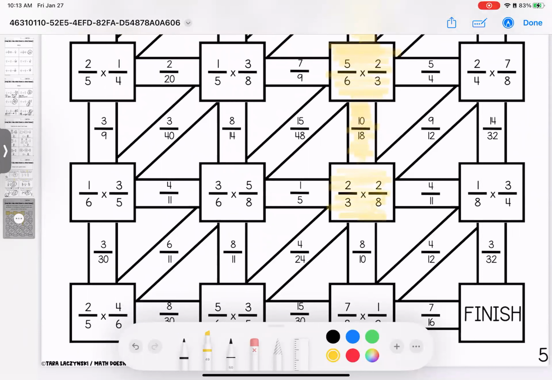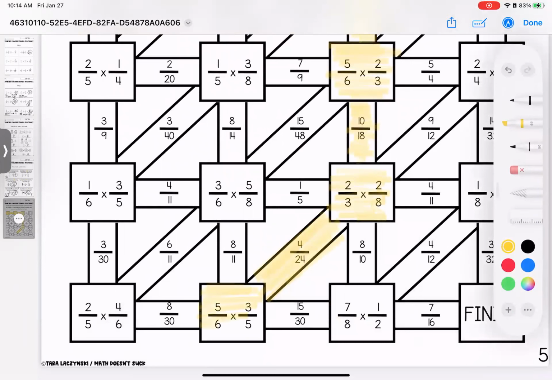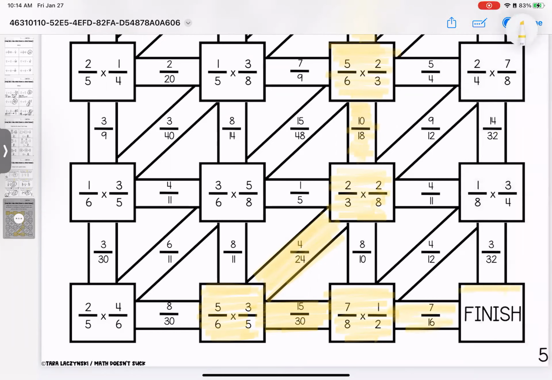2/3 times 2/8. 2 times 2 is 4. And 3 times 8 is 24. So we had to come down this way and answer this question. 5/6 times 3/5. 5 times 3 is 15. 6 times 5 is 30. Over to here. 7/8 times 1/2. 7 times 1 is 7. 8 times 2 is 16. And that gets us to the finish box.